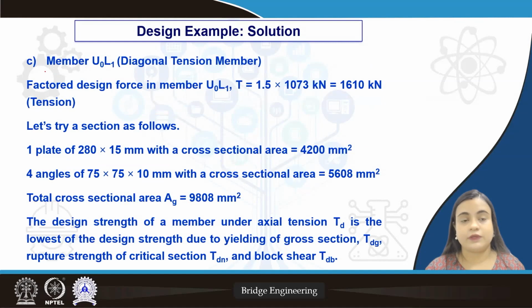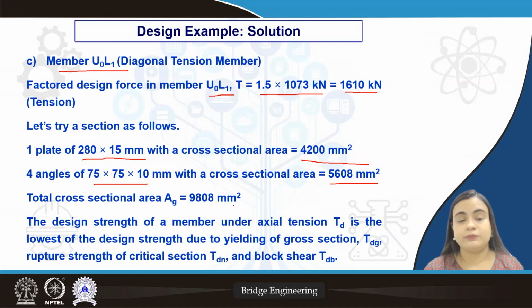The next member that we are going to consider is a diagonal tension member, U0 L1. The factored design force in the member U0L1, T equals 1.5 times 1073 kilonewton, that is equal to 1610 kilonewton. Let's try a section of a plate of 280 millimeter width times 15 millimeter thickness with a cross-sectional area of 4200 millimeter square and 4 angles of 75, 75, 10 with a cross-sectional area of 5608 millimeter square. So the total cross-sectional area will be the summation of both, that is equal to 980 millimeter square.